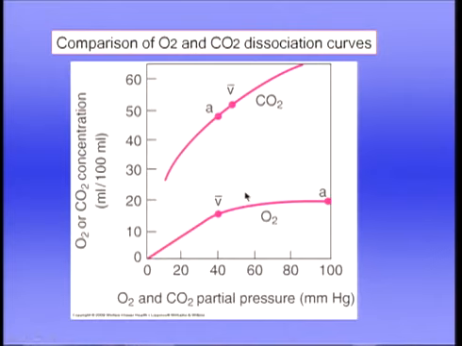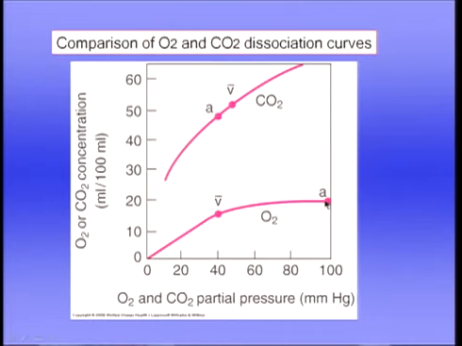Let's have a last look at the oxygen and CO2 dissociation curves. We've got them both on the same axes here, and immediately you can see that the CO2 dissociation curve is much more linear and it's much steeper than the oxygen dissociation curve. And one of the results of that is that the difference in partial pressure between the arterial and the mixed venous blood is very much less for CO2 than it is for oxygen.